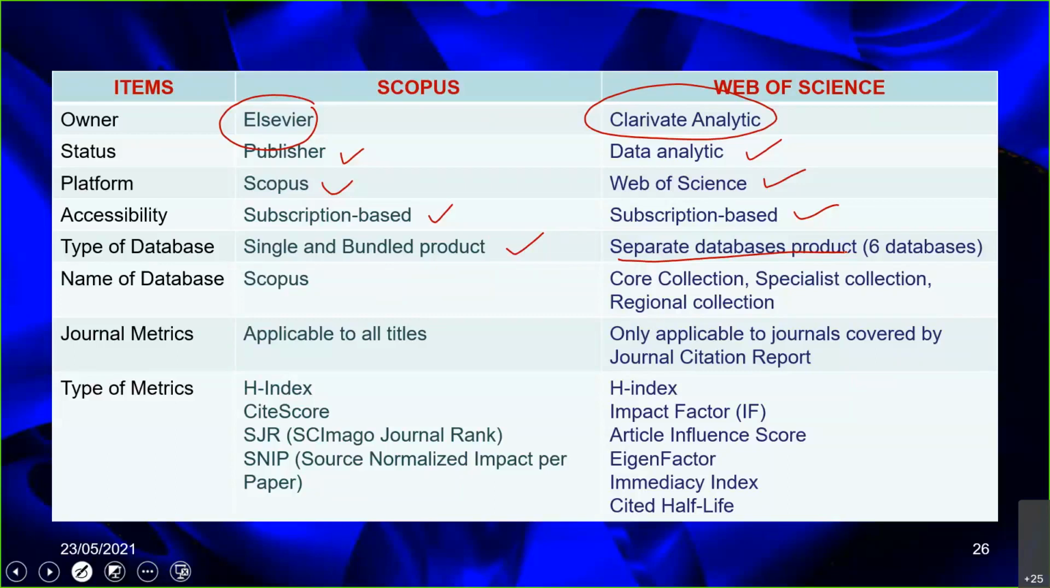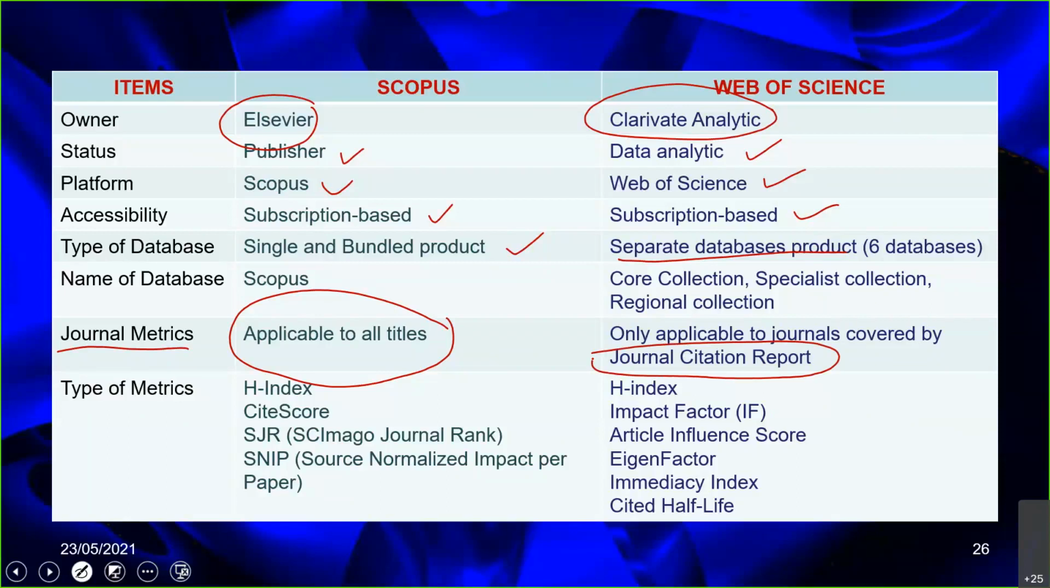Okay, and in terms of journal metric assessment, in Scopus, every single journal is eligible for assessment. It means that every single journal in Scopus will receive a CiteScore report, similar to impact factor. But Web of Science is different. In Web of Science, only journals covered by the Journal Citation Report will receive an impact factor.